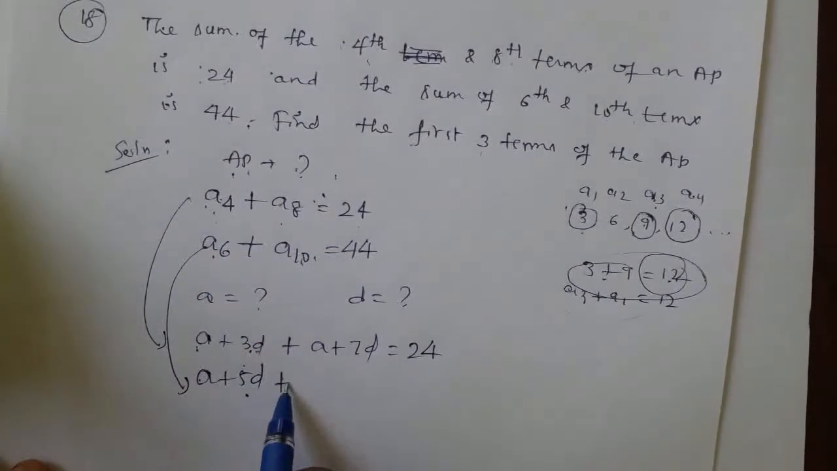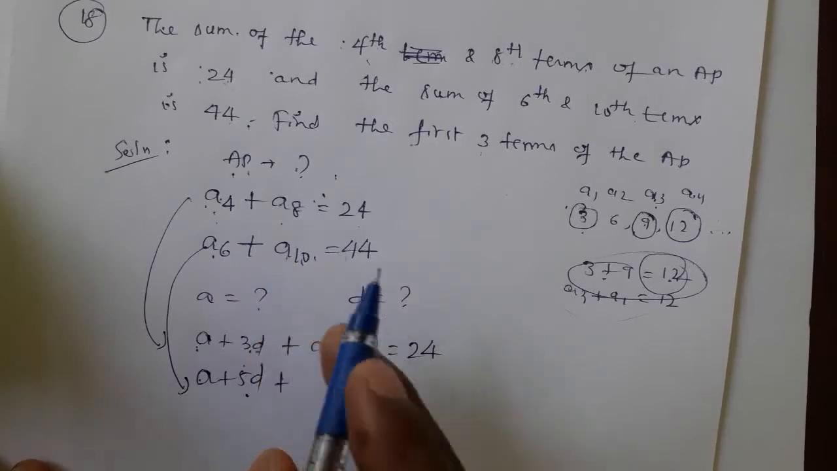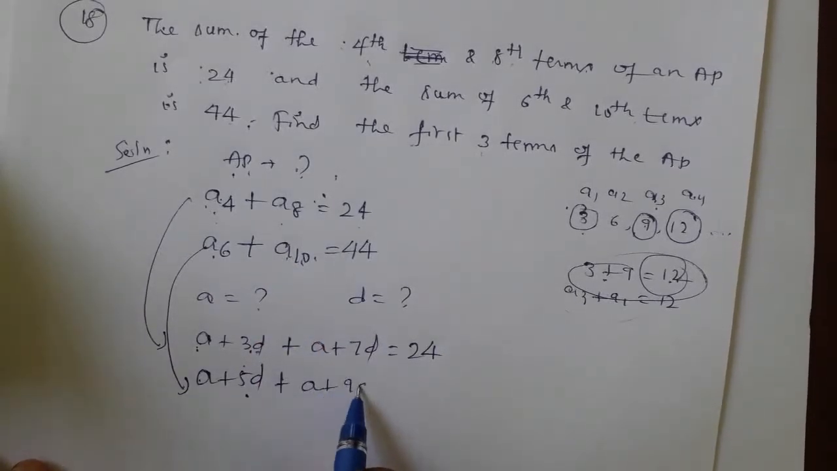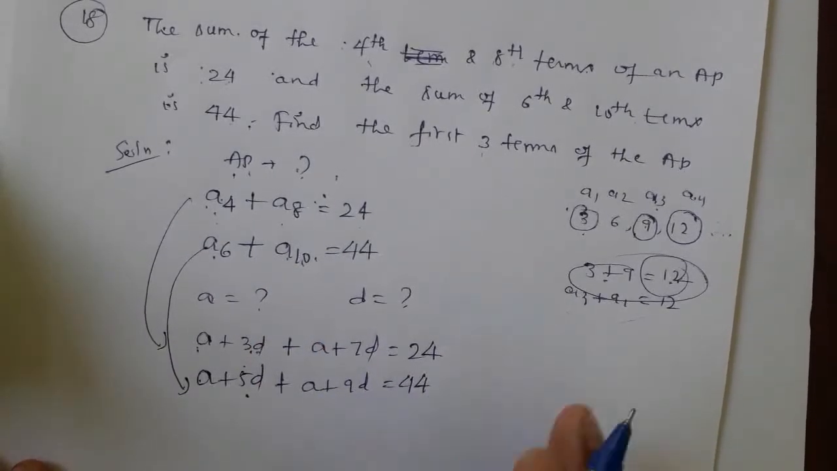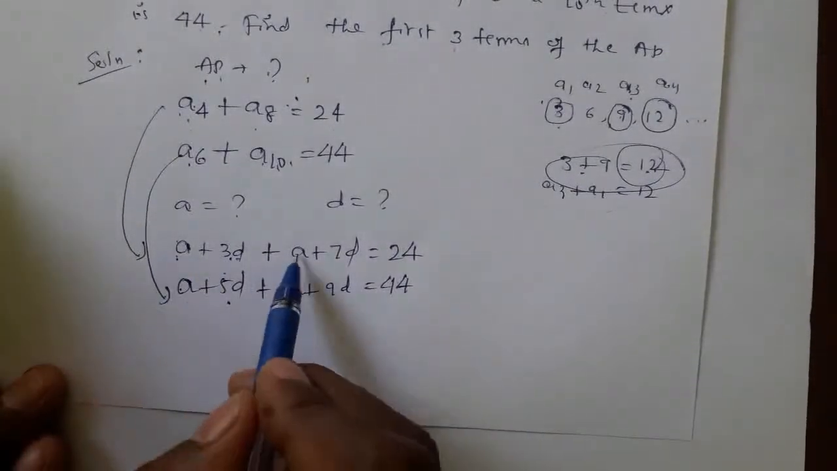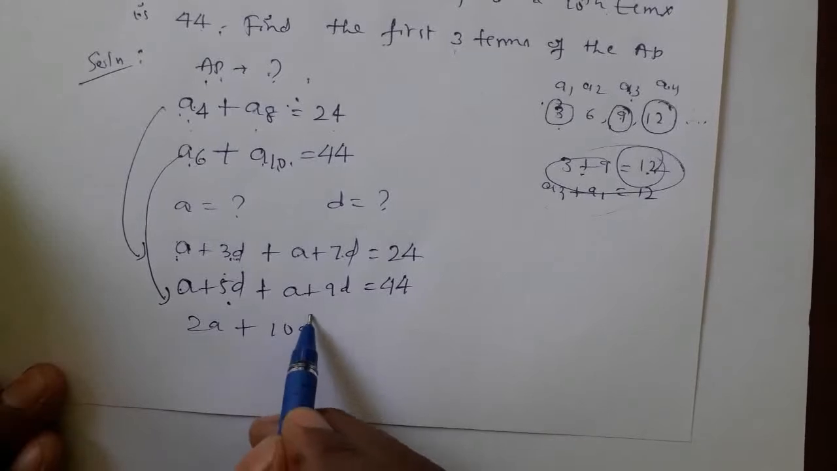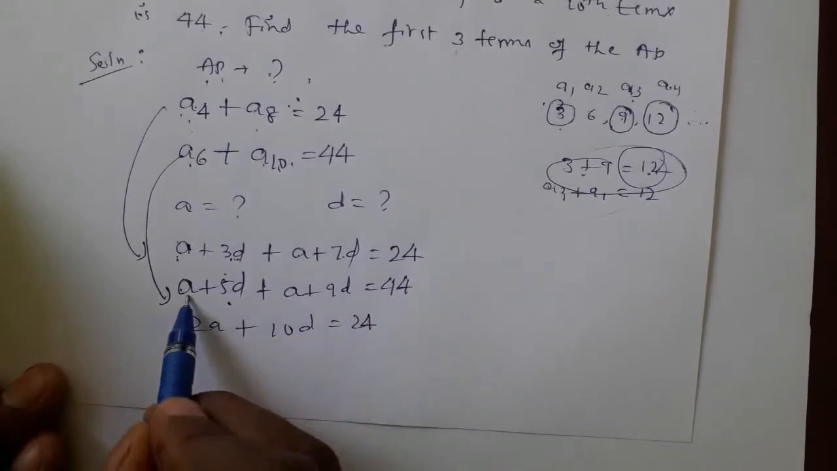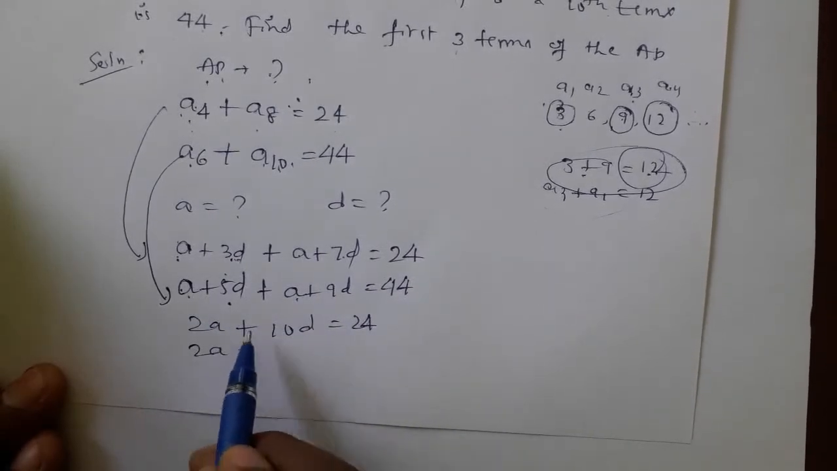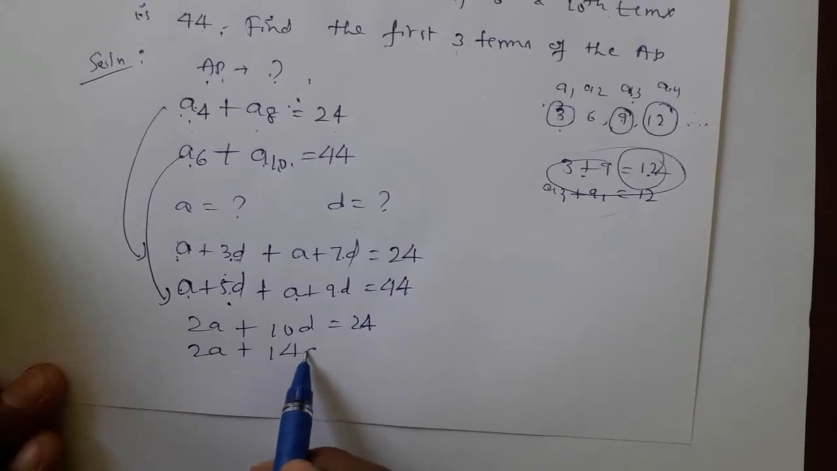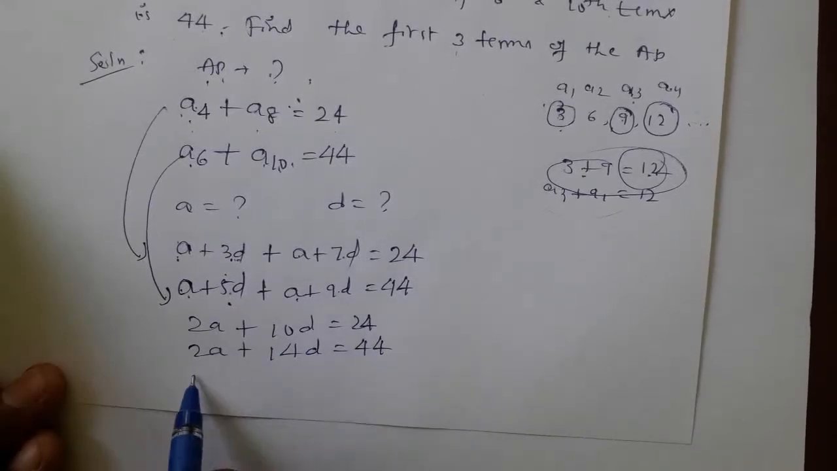5 differences. Plus similarly A10 and A between how many differences? A plus 9D is equal to 44. So now A and A is how much? 2A plus 10D is equal to 24. Another one is A plus A, 2A, 5D plus 9D, 14D is equal to 44.